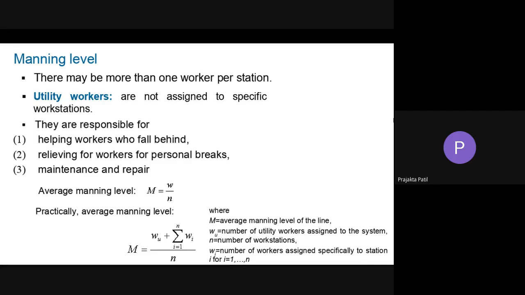So we have the average manning level, that is W subscript U plus summation of Wi, where i equals 1 to n, divided by n, where capital M is the average manning level of the line. W subscript U is the number of utility workers that are assigned to the system. N is the number of workstations, and Wi is the number of workers assigned specifically to the stations. So please note down this.